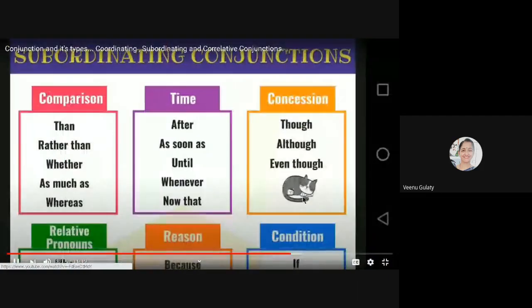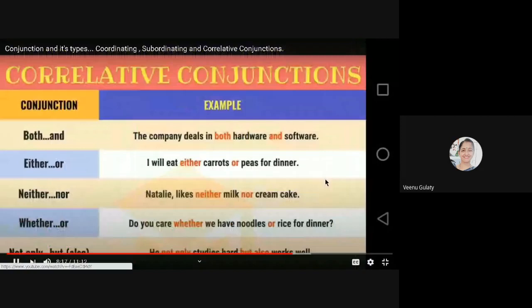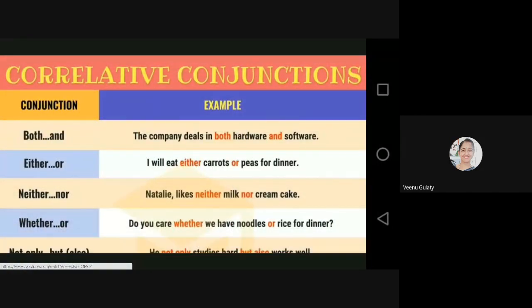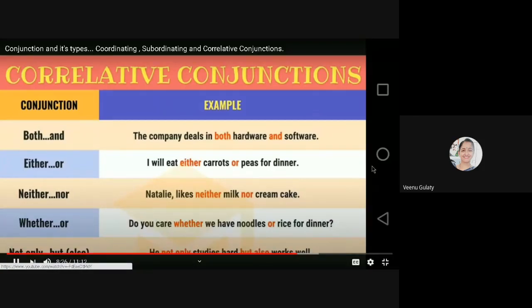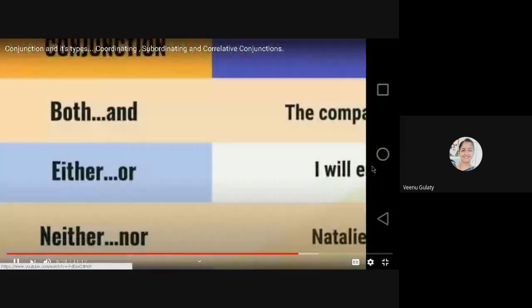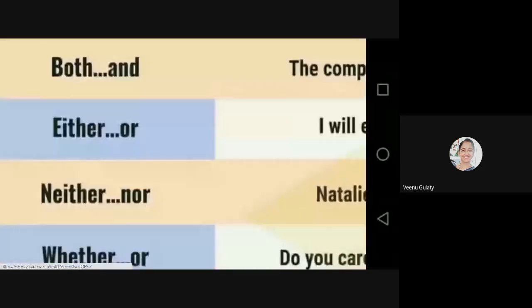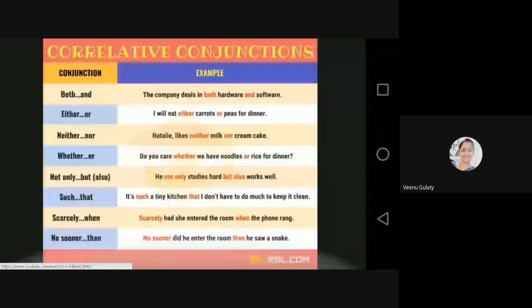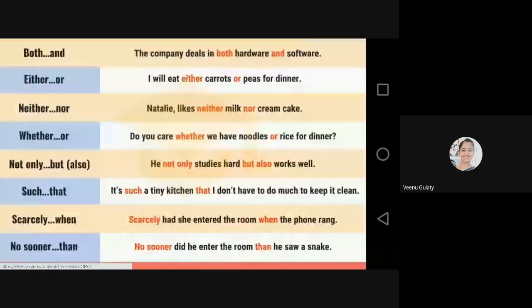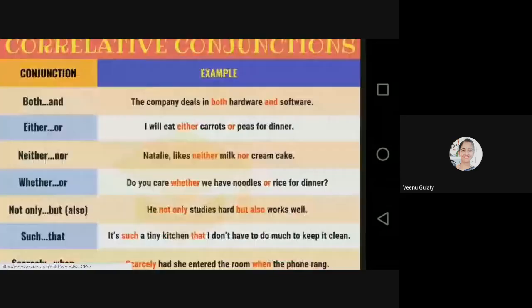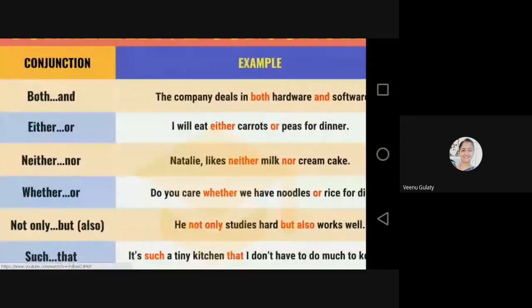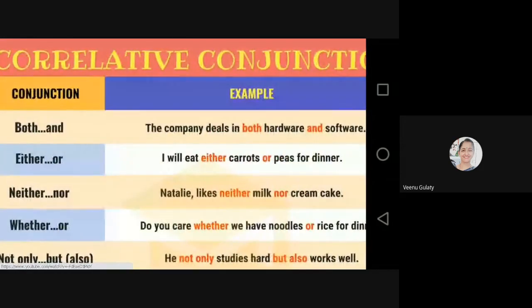Next, we move on to the correlative conjunctions. What are the correlative conjunctions? These conjunctions always put together two words. Examples: both and, either or, neither nor, whether or, not only but also, such that, and some other examples. Let us have a brief look with some suitable examples.